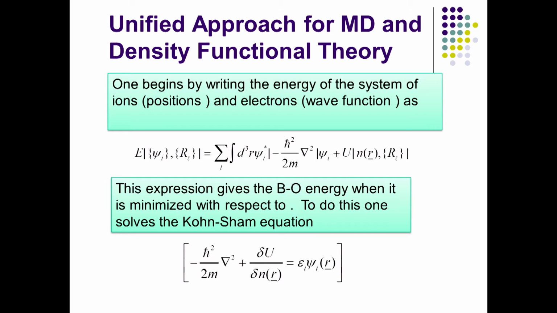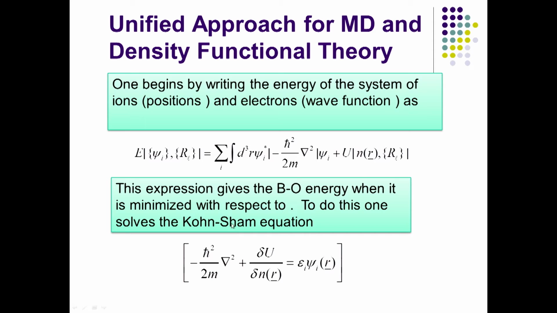If you look at the position and the wave function here, it is a triple integral, a three-dimensional integral, and it is discrete, so you go for each ion from i to n, whatever the number of ions in the system. The first part is the wave function, which is the quantum mechanical part. The other part is the potential energy function u, which is calculated from the positions of the atoms. This expression gives the Born-Oppenheimer energy when it is minimized with respect to r.